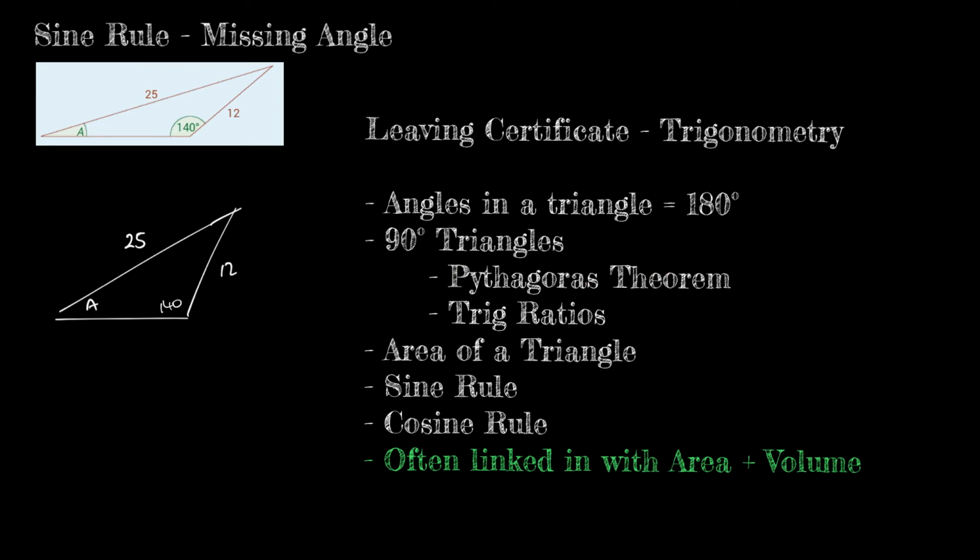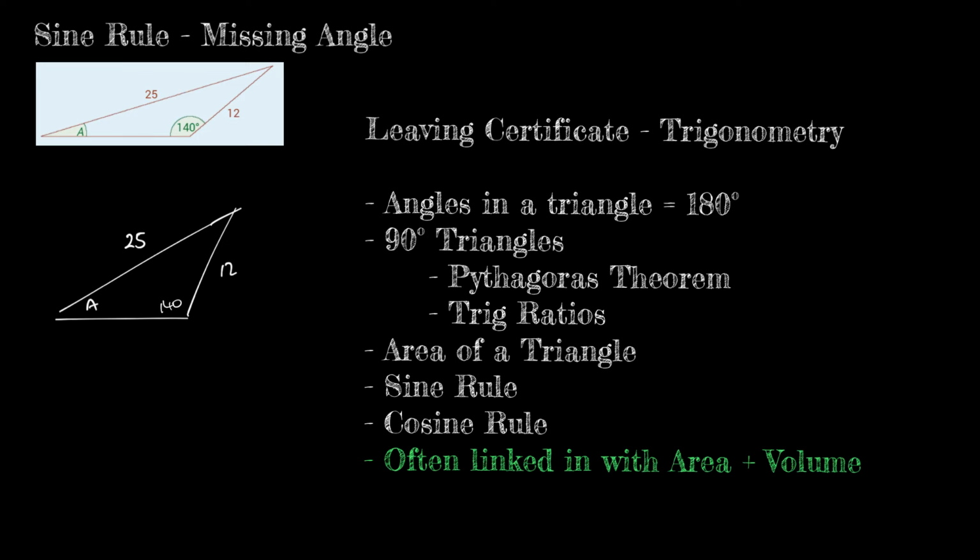The next thing we're going to look at is the area of a triangle, which was the next thing that we studied. The area of a triangle doesn't help us in this case because we don't know what the area is. If we had the area, it might help us, but we don't, so it doesn't actually help us. So we're going to look at the sine rule.